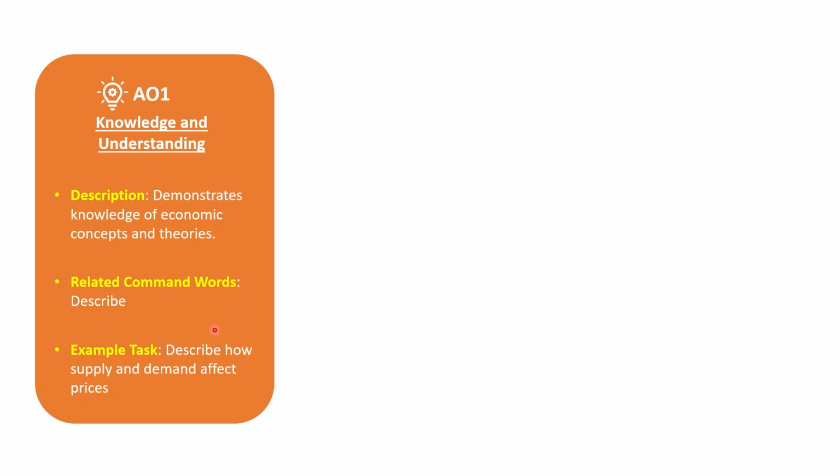First is your AO1, which is knowledge and understanding. Under this objective, you are expected to demonstrate clear knowledge and understanding of economic concepts and theories. When a question asks you to describe, it is often assessing your AO1 skill. For instance, if you are asked to describe how supply and demand affect prices, you should provide detailed definitions and show how these concepts interact without necessarily evaluating their implications.